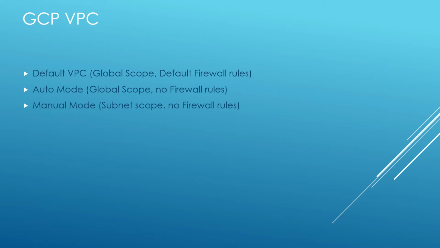The second one is auto mode VPC. This is again going to span across the globe and it has no firewall rules. The third one is manually configured VPC with manual mode. This is subnet scope in the sense you can pick and choose which subnets need to be included in your VPC. And also this one doesn't have any firewall rules.